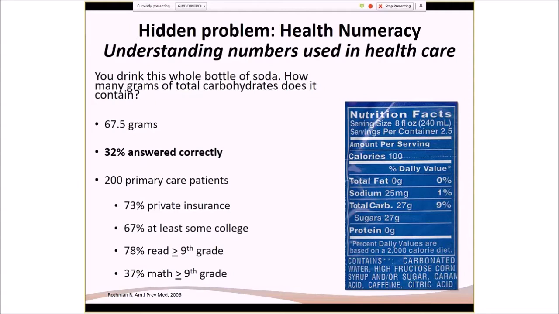So who are these people? Well, they were Vanderbilt primary care patients, and 73% had private insurance. That tells me they had a job.